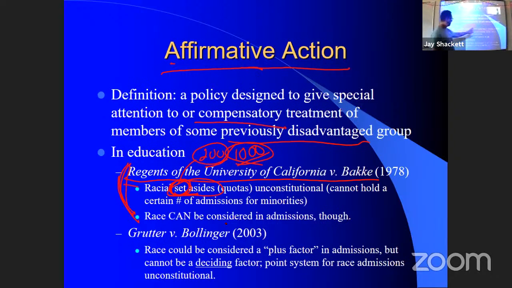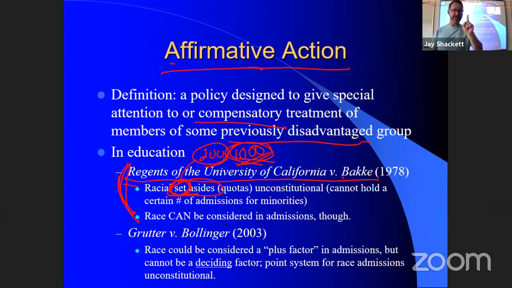And so Bakke was a white student. And he said, well, wait a minute, this is unconstitutional. You are actually discriminating against me on the basis of race. In other words, if I'm black, I can take any one of these 1,000 seats. But if I'm white, I can only compete and take one of these 800 left over because I'm not black. So I can't compete for these 200. I'm just stuck competing for these 800.